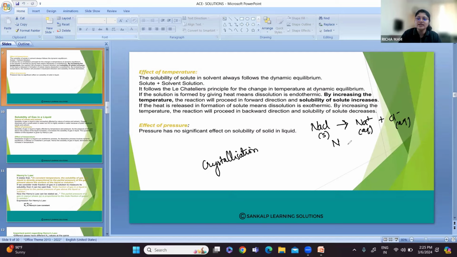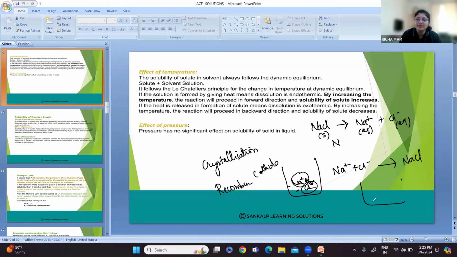Now these Na+ and Cl- ions in the beaker will start colliding with each other. When they collide, they recombine to give back NaCl. Now this NaCl will precipitate at the bottom. This is called crystallization.